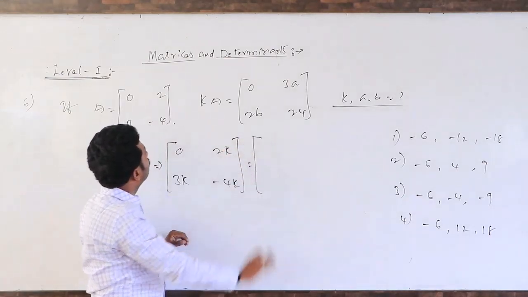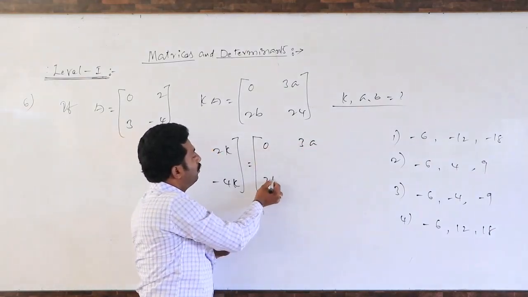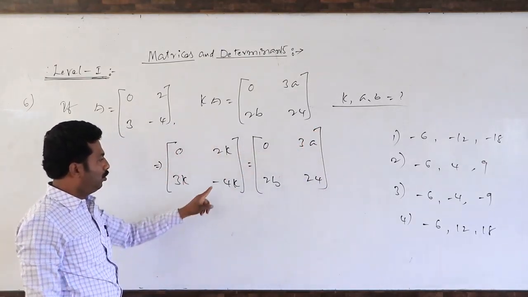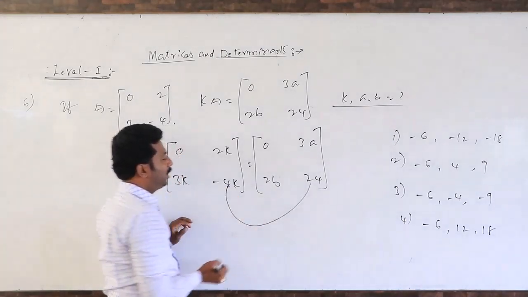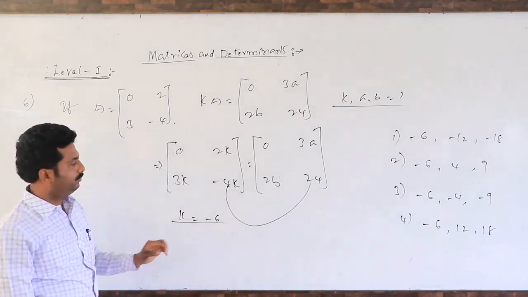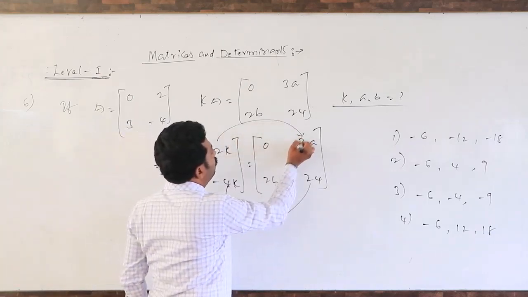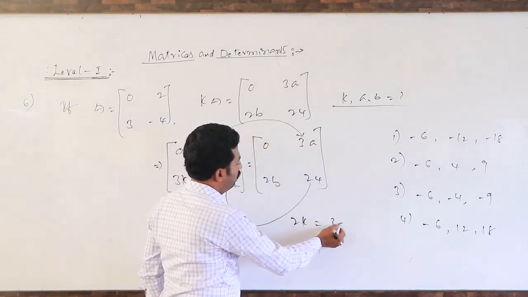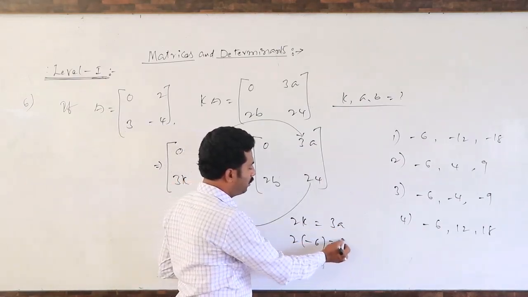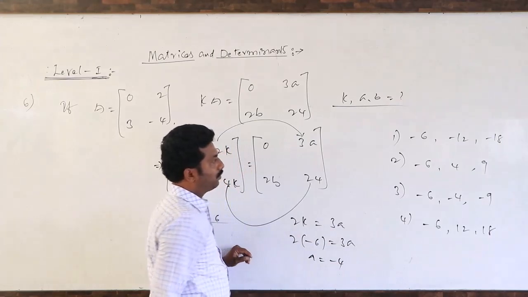So from this, what they have given? 0, 3A, 2B, 24. 0 equals 0, no problem, same. Minus 4K equal to 24, K equal to minus 6. K value we got is minus 6. Then these two you observe, 2K equal to 3A. K value minus 6 means 2 into minus 6 equal to 3A. So the 3 and 2 cancel, A value is minus 4.